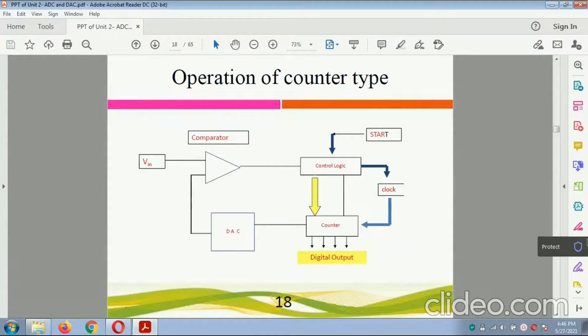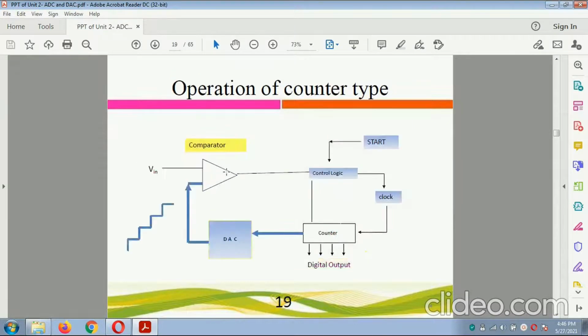The operation of the counter: there is a voltage input. The comparator can be attached in this way. The control logic goes here. Here we start the button. The control logic is controlled with respect to the clock, and this goes to the counter, and the counter gives the digital output, and this feedback of the DAC goes again to the comparator. The operation of the counter can be carried out in this way. First, there is a comparator, counter logic, clock, counter and DAC.